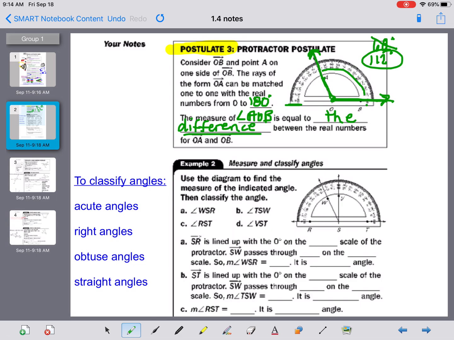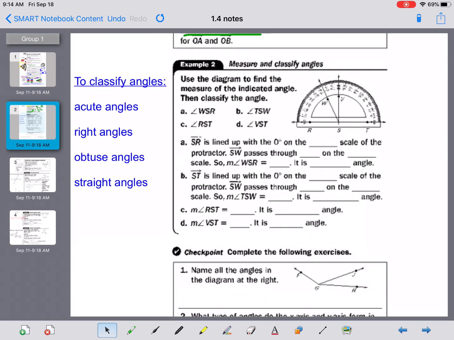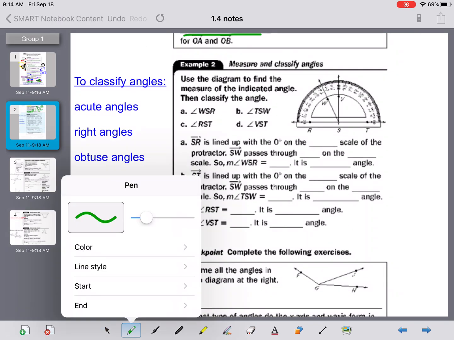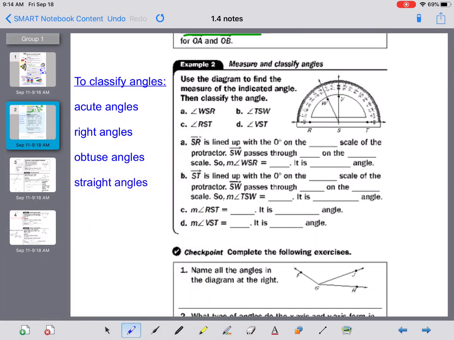Okay? Now, as we look at these angles, we need to be able to classify them. I'm trying to move my page. Okay. We need to be able to classify angles. And when we classify them, we put them in a group. Okay? So let's go over our groups before we do this next section. Here's the different kinds of angles I want to find.